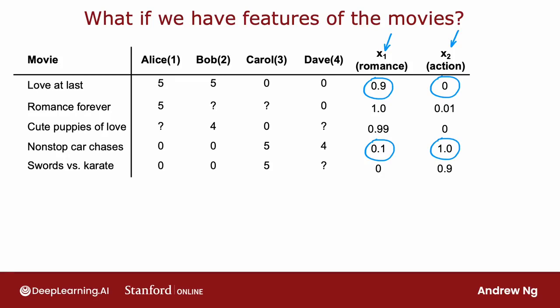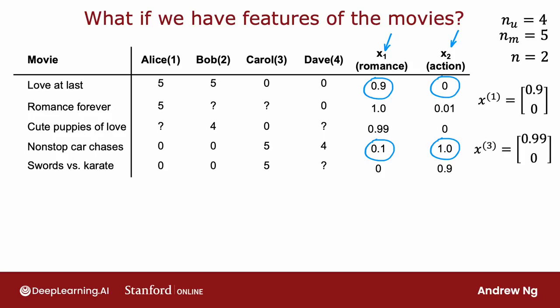So you recall that I had used the notation NU to denote the number of users, which is 4, and M to denote the number of movies, which is 5. I'm going to also introduce N to denote the number of features we have here, and so N is equal to 2 because we have 2 features, X1 and X2, for each movie. With these features, we have, for example, that the features for movie 1, that is the movie Love at Last, would be 0.9, 0, and the features for the third movie, Cute Puppies of Love, would be 0.99 and 0.